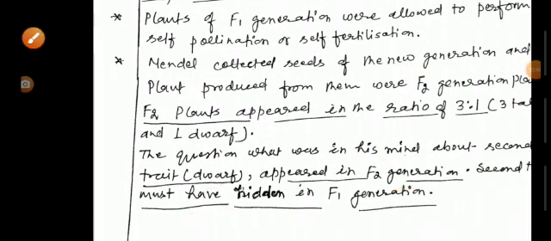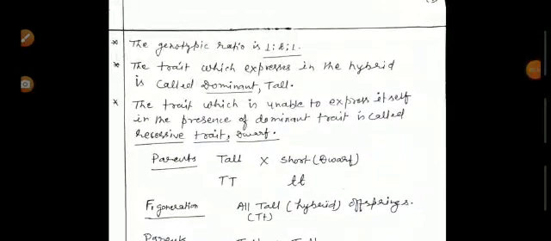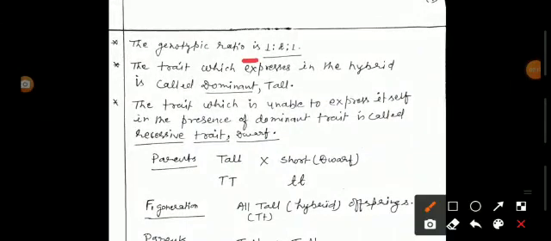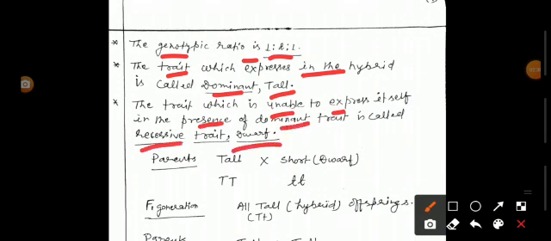The phenotypic ratio, which is 3:1, can also be represented in the form 1:2:1, which is known as the genotypic ratio. So while performing this cross, he learned about the expression of traits. The trait which expresses in the hybrid is called the dominant trait, which was tall, and the second trait, which is unable to express itself in the presence of the dominant trait, is called the recessive trait, which was dwarf, that was not expressed in the F1 generation.